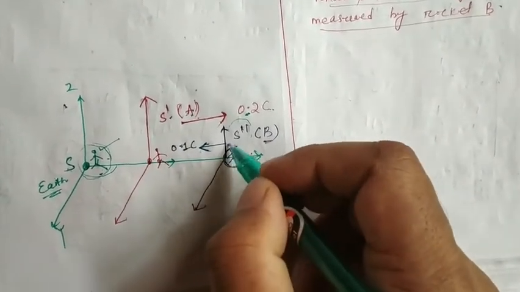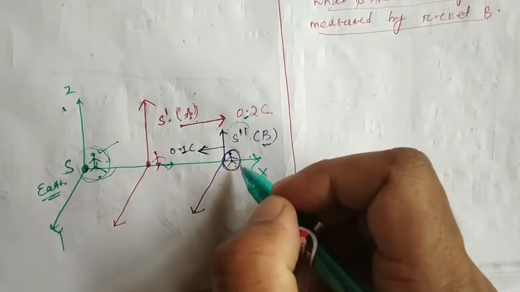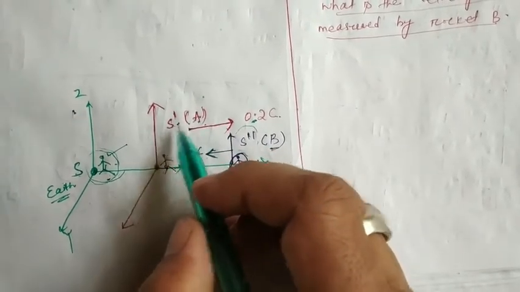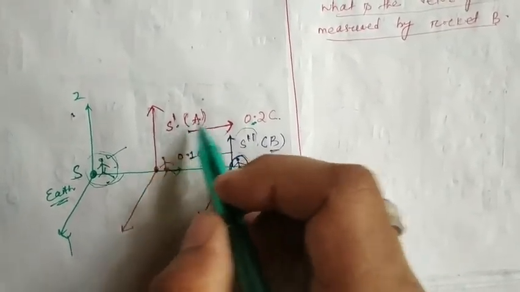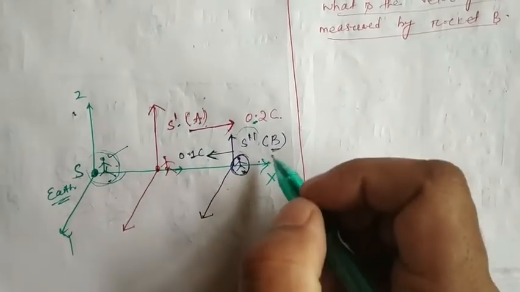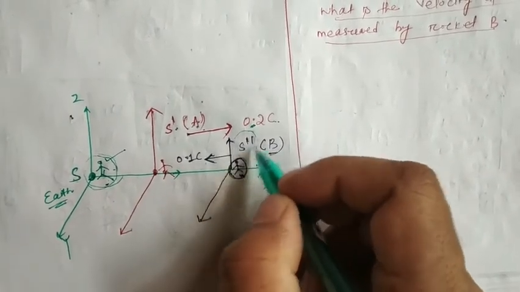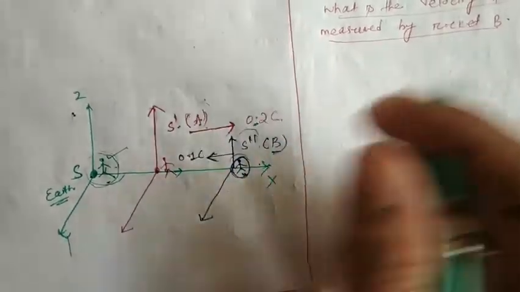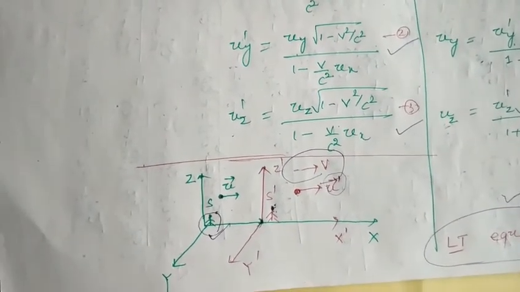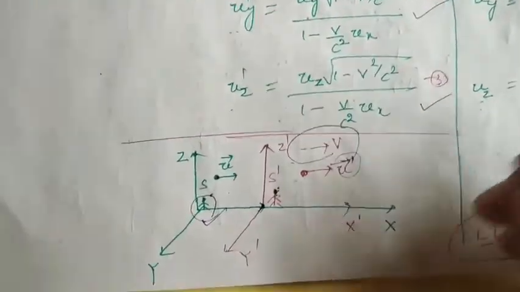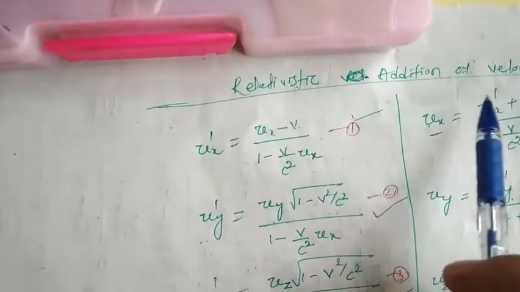Now the person sitting in S double dash, how much velocity is this person going to measure of this rocket? This rocket has velocity 0.2 c with respect to earth. For the person sitting in the S double dash frame, what will be the velocity of this rocket is what we are going to find out. So before we do this question, first we want to recall whatever we have studied in relativistic addition of velocity.